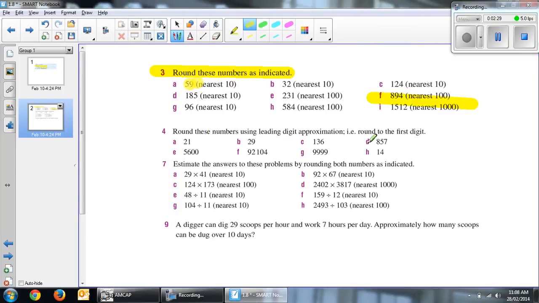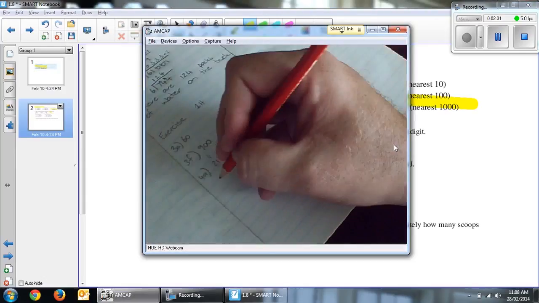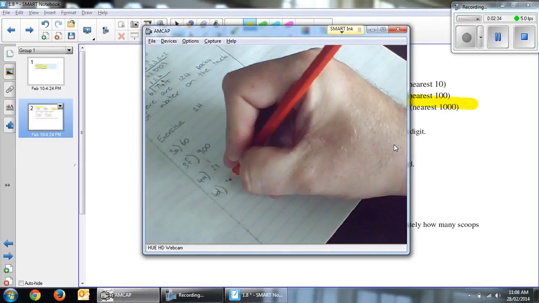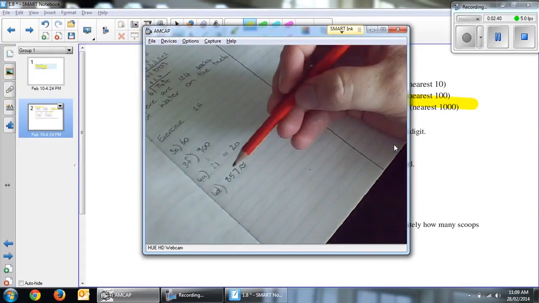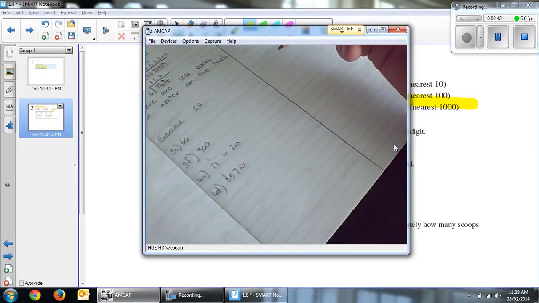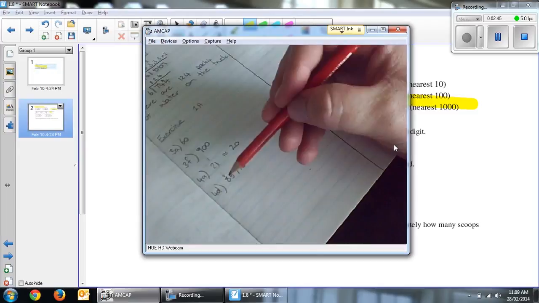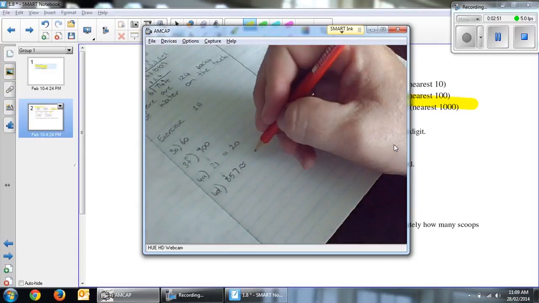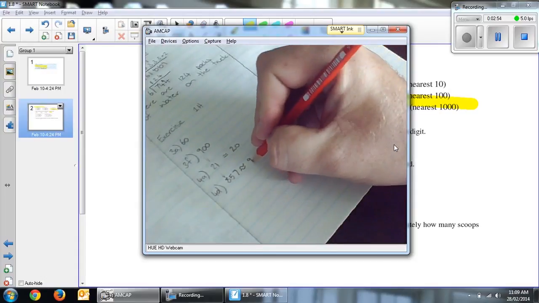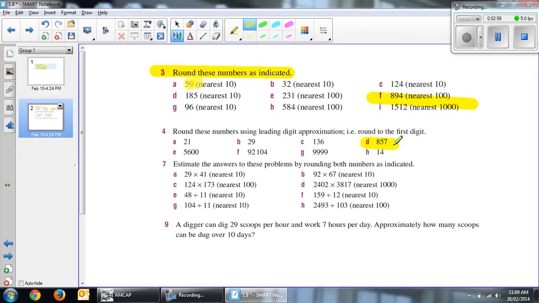Let's have a look at 857, so that's 4D. 857 is going to be approximately equal. Let's have a look at the front digit. The leading digit is in the hundreds, so we have to round to the nearest 100, and it's closest to 900 because 57 is just over 50, which means that we need to round up to 900. So when you're doing leading digit approximation, you just look at that leading digit and consider its place value, and you round to its place value depending on the numbers that come after it.